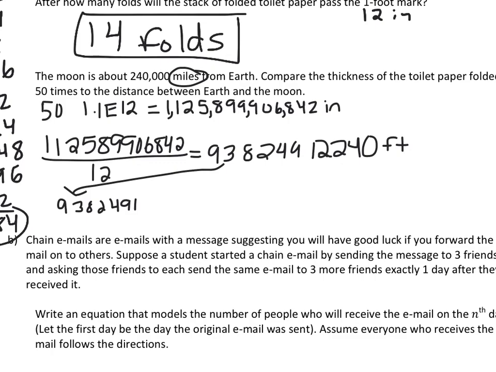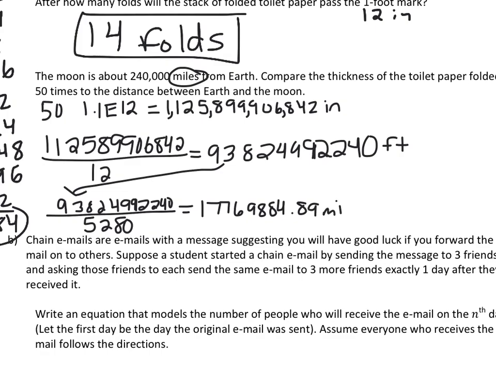Oops, I think this is a 4992. Yep. So 4992240 divide by 5,280. Again, just leave it in your calculator and divide. And we get 1,776,988,4.89, and this is in miles.